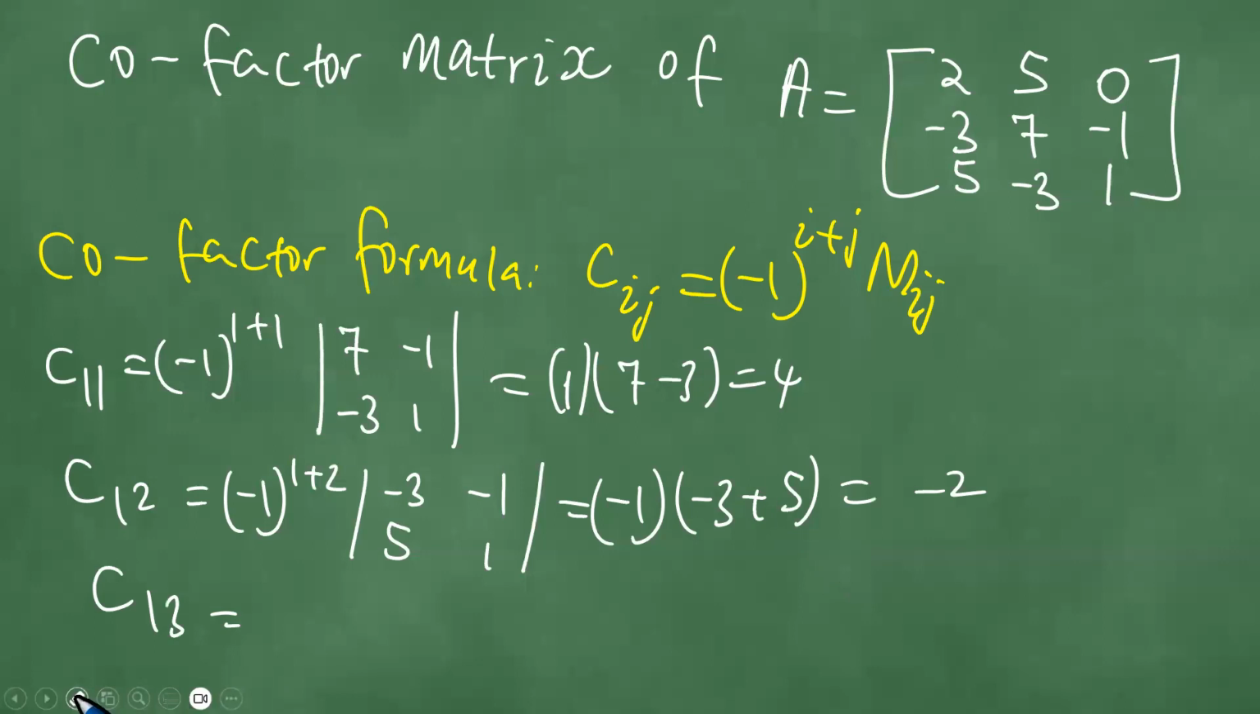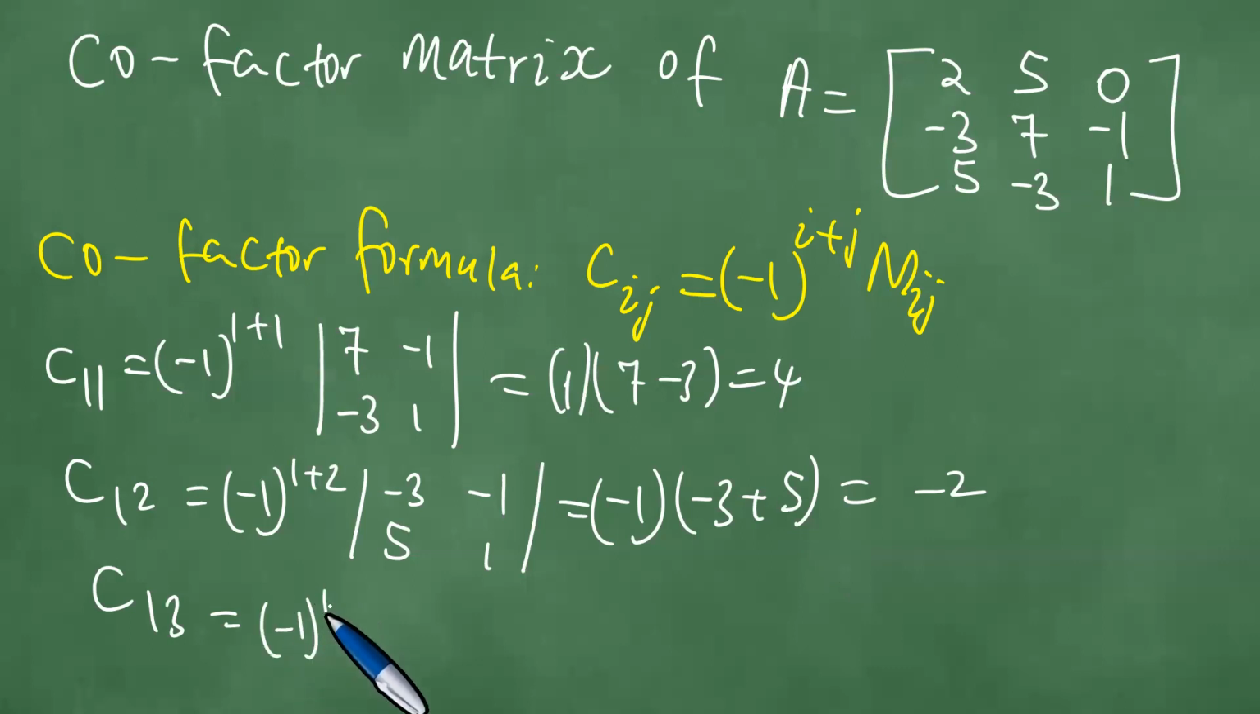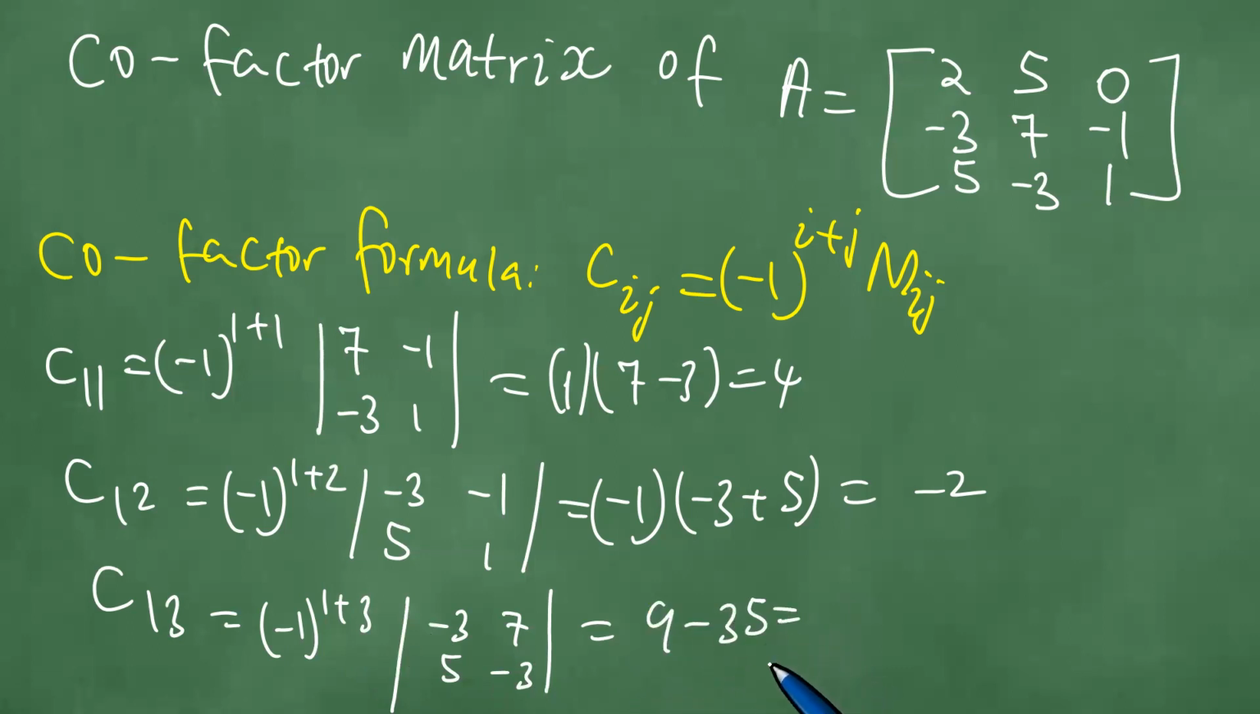Now, C13 is exactly what? It is minus 1 to the power 1 plus 3. Looking at the entry in the first row, third column, you have minus 3, 7, 5, minus 3, which is exactly 9 minus 35. So what is 9 minus 35? Right, so you can easily get that it is negative 26.